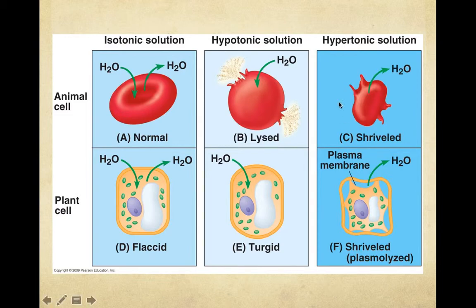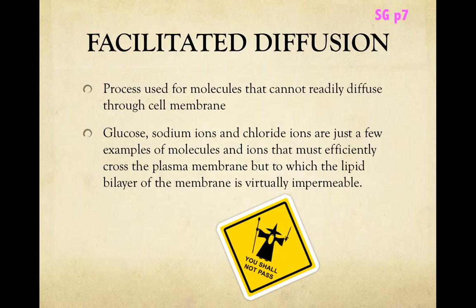Nobody likes hypertonic solutions, okay? Because all the water is leaving the cell, there it goes, and our blood cells shrivel up, and the plant cells shrivel up. They actually plasmolyze. They, boom, done. So nobody likes hypertonic solutions. But turgor pressure is good.